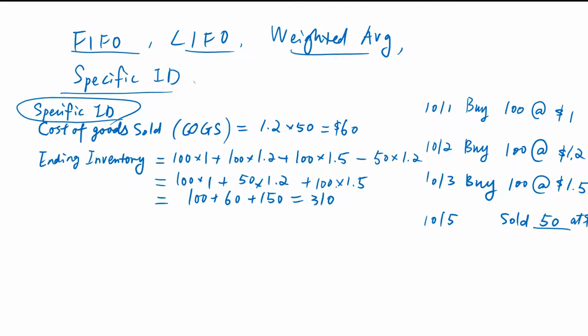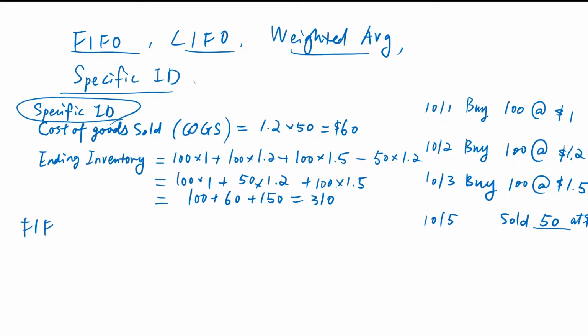Now, like I said, you would use this method if your products are very unique. For example, an art gallery, a car dealership. We wouldn't really use it for identical products like apples, like sodas. You get my drift. Okay, so now let's get into FIFO.